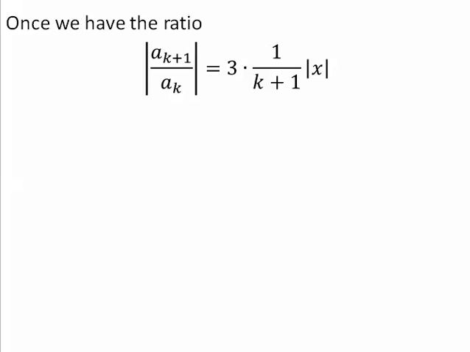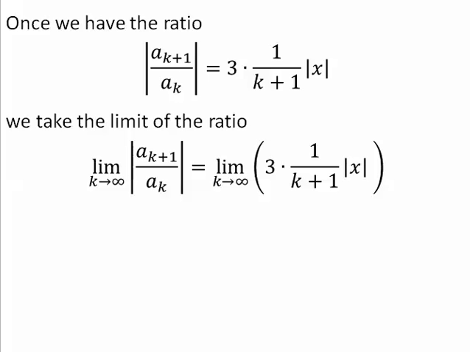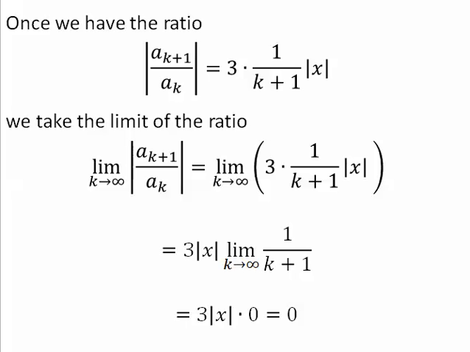And now that we have the ratio, we're ready to find the limit. So let's find the limit as k goes to infinity. Now, last time I checked, 3 does not care what k is doing. K can do whatever it wants, and 3 is just going to keep being 3. Same thing with x. X is any number, but still x does not care what k is doing. Now, somebody who does care what k is doing is 1 over k plus 1. As k gets larger and larger and larger, 1 over k plus 1 is getting smaller and smaller and smaller, and so at the limit we would get 0.